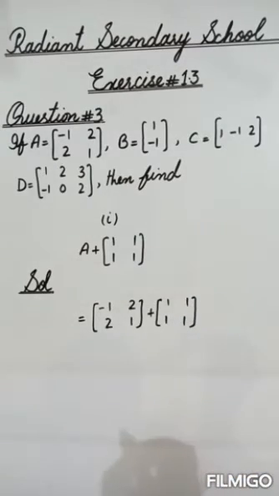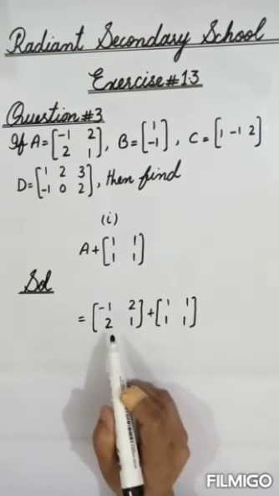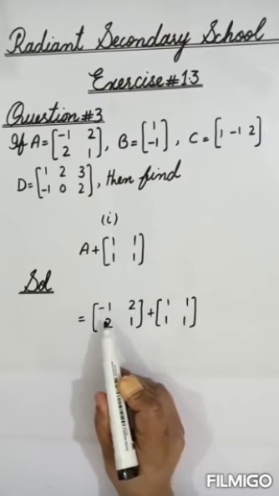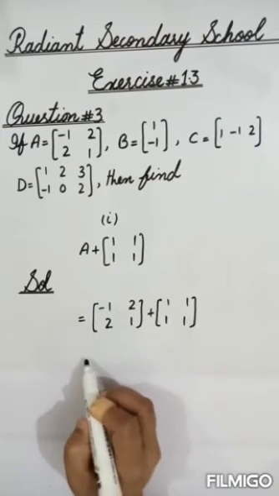Now we have to add these two matrices. In addition of these two matrices, students, keep in your mind, we have to add the entries of the first matrix with the corresponding entries of the second matrix. How?